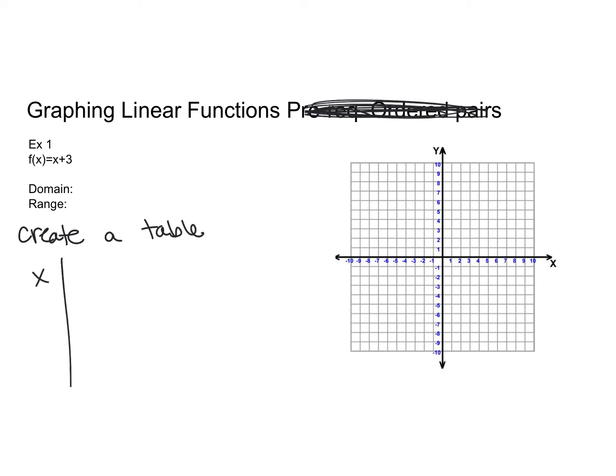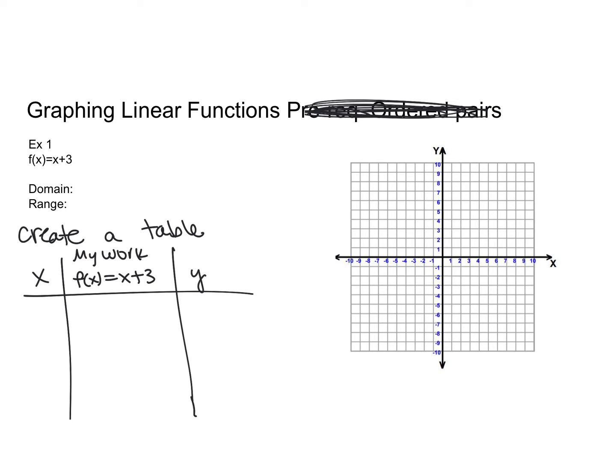And I like to make kind of like a fun big table. So we're going to have x, and then we're going to have my work, which will be the function f of x is equal to x plus 3. Now remember, f of x is just fancy for y, the y equals, right? So it's just our y coordinate. And so I'm going to put a y here because that would be the output. And then last, I would want to do my ordered pair.